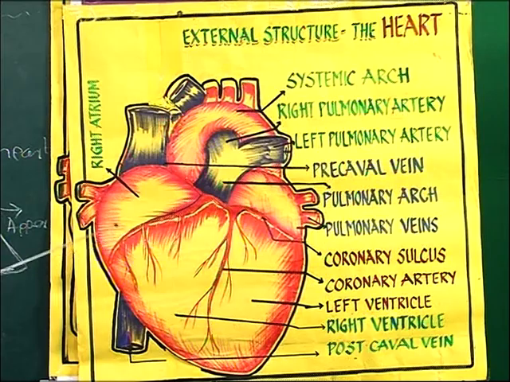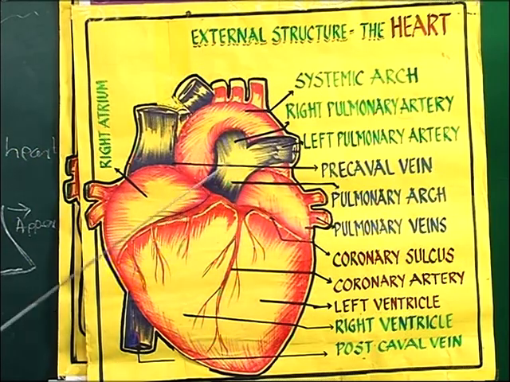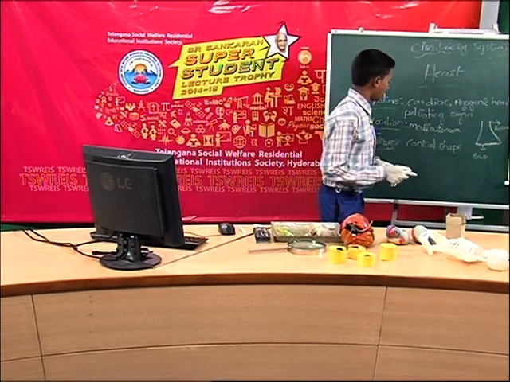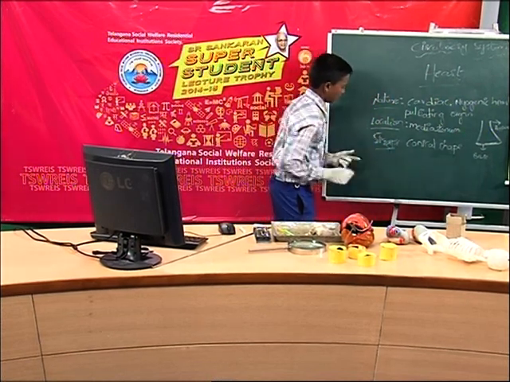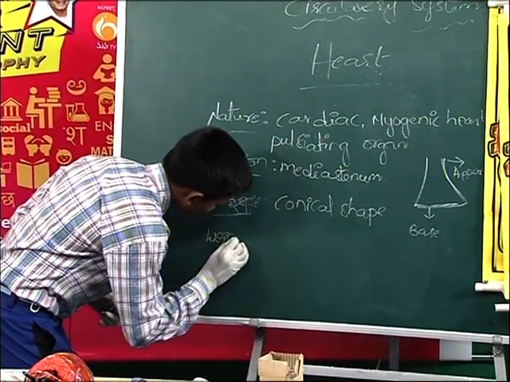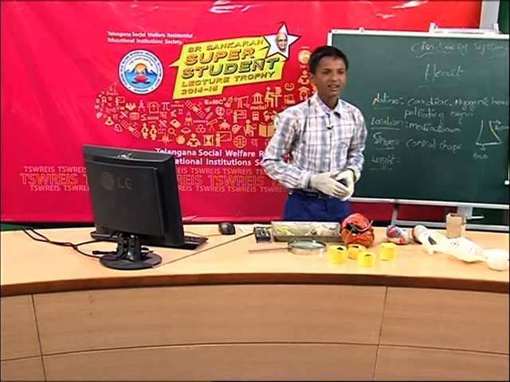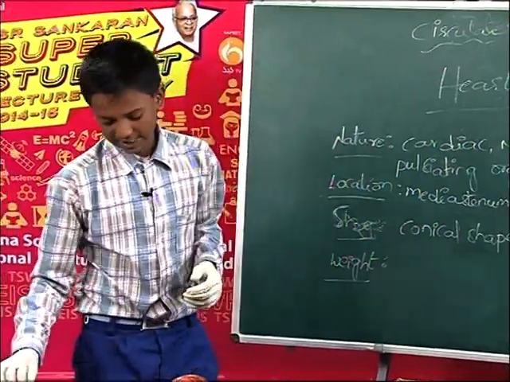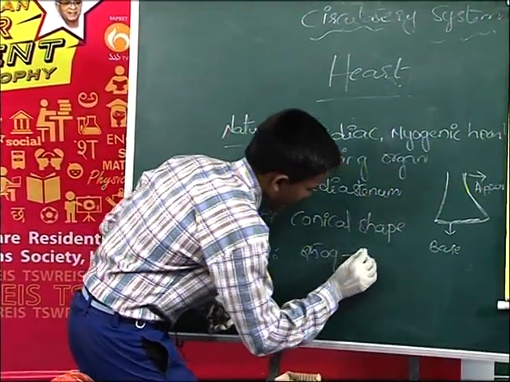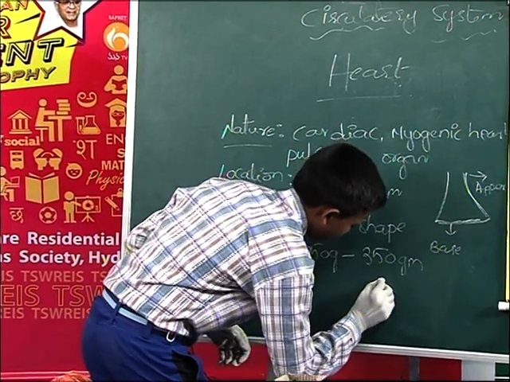So Tswreis, the apex of the heart is slightly turned to the left side. So our heart is in the conical shape. Now we learn about the shape, and now we enter to the weight of the heart. Do you know the weight of the heart? Very good. It is approximately 250 grams to 350 grams. So it is nearly 1 pound.